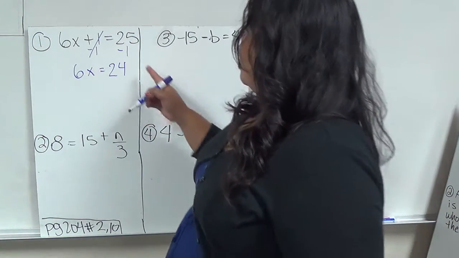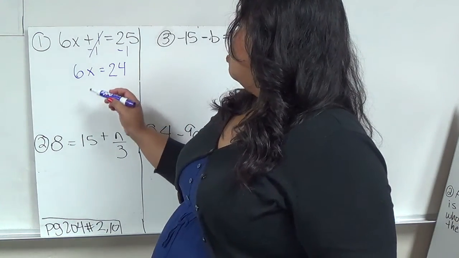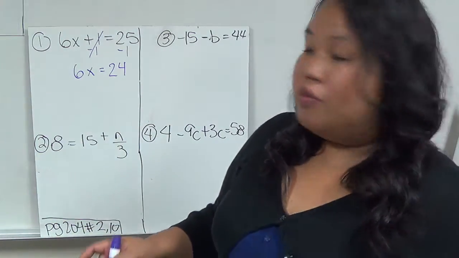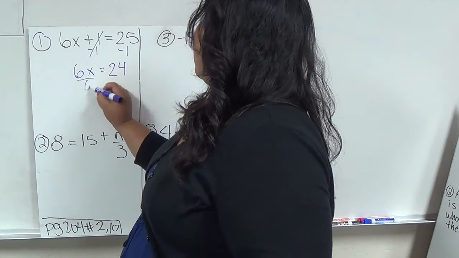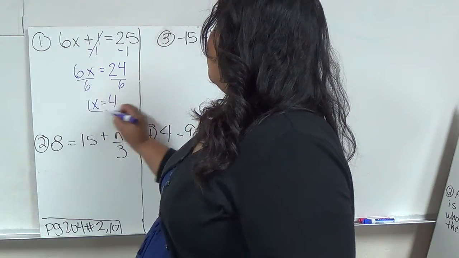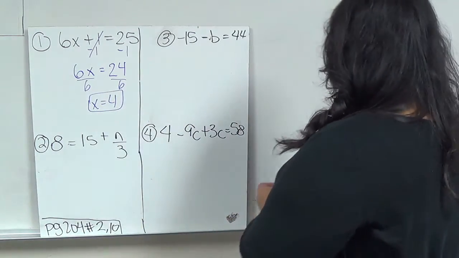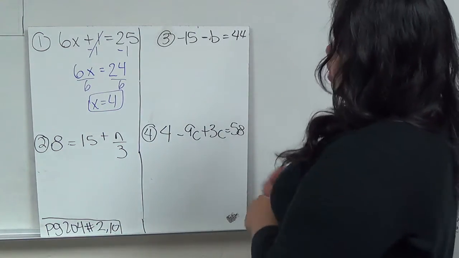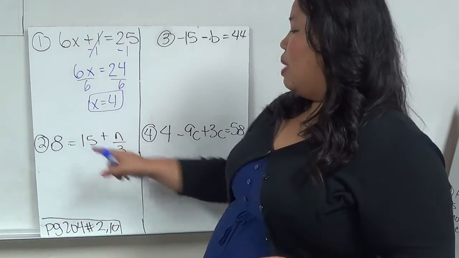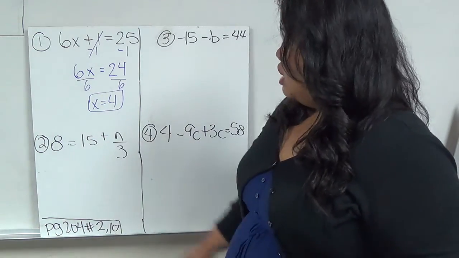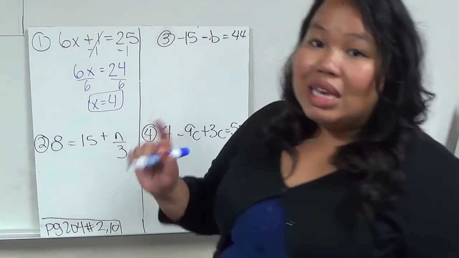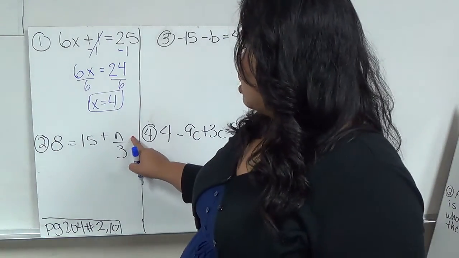Now, from here, I'm going to do the opposite. 6 is connected to x by multiplication. So the opposite of multiplying is dividing. So I'm going to divide both sides by 6. I end up with x equals 4. All right? Number 2, as tempting as it is to multiply both sides by 3, I need to get rid of addition and subtraction first.